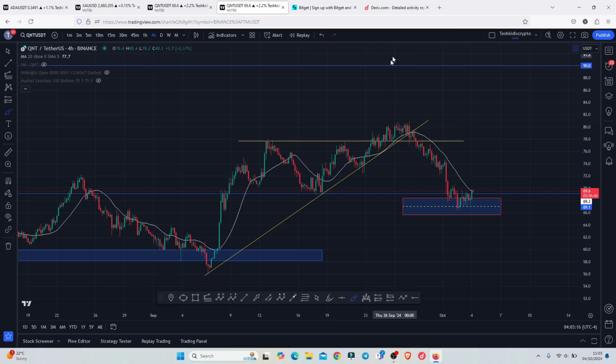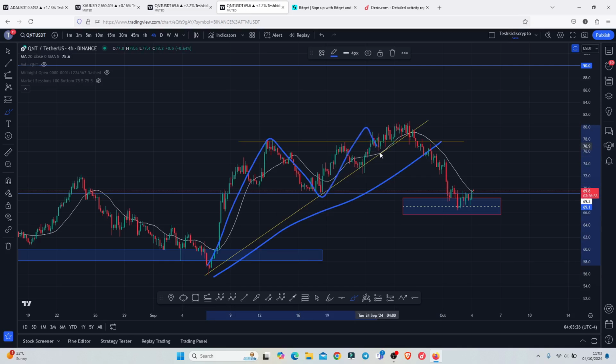We also saw a break to the lower side of this ascending trend line, which was the first indication that we have started to see a change of structure of this upward movement to the upside. And that was the first indication that we are going to see a bit of a short-term pullback over here.